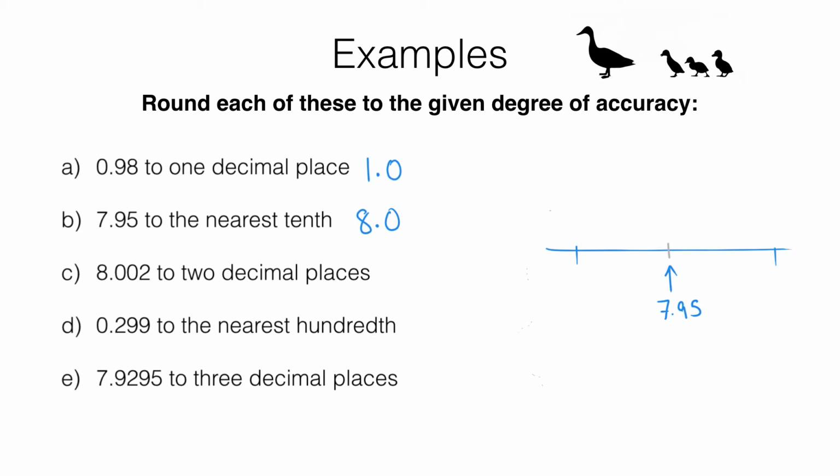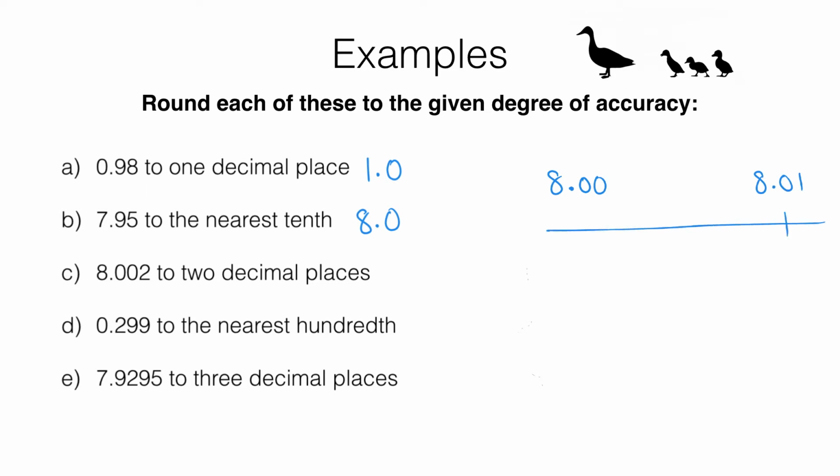We've now got to round 8.002 to 2 decimal places. So that is to the nearest 100th. So 8.00 and 8.01 are the two numbers that I need on my number line. I've got 8, no tenths, no hundredths, and a bit more. So 8.00 is definitely a bit less than this, and 8.01 is 1/100th greater. So going up in steps of 100th, this is what I would have on my number line.